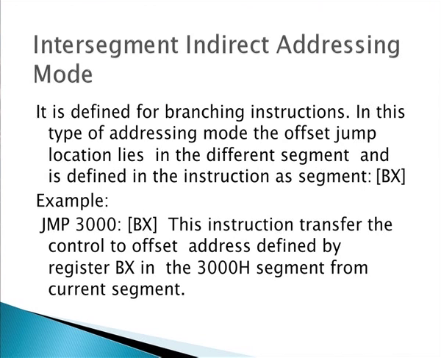In this type of addressing mode, the offset jump location lies in the different segment, and it is defined in the instruction as segment colon square bracket and the register which will define the offset address. Let us take an example, jump 3000 colon square bracket BX. This instruction will transfer the control to the offset address defined by the register BX in the segment 3000H from the current segment. So this is all about the different addressing modes of 8086.